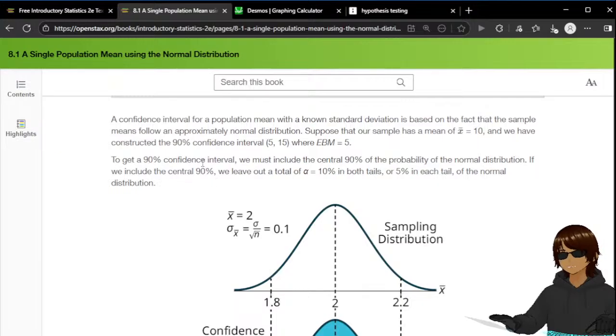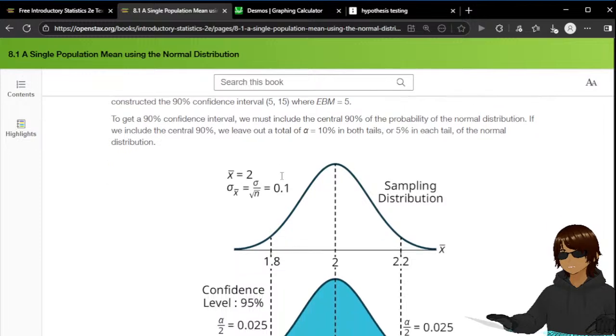To get a 90% confidence interval, we must include the central 90% of the normal distribution. If we include the central 90%, we leave out a total of alpha equal to 10% in both tails, 5% in each tail of the normal distribution.